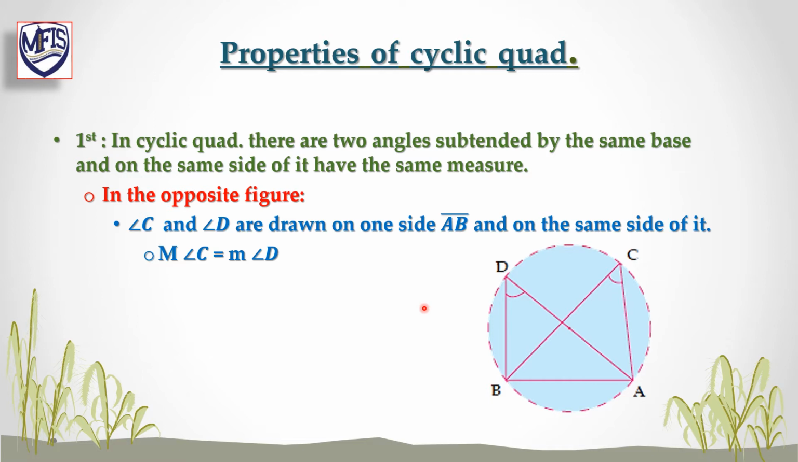Again, in the opposite figure, angle C and angle D are drawn on one base, AB, and on the same side of it, in the same direction of this base. So, measure angle C equals measure angle D.